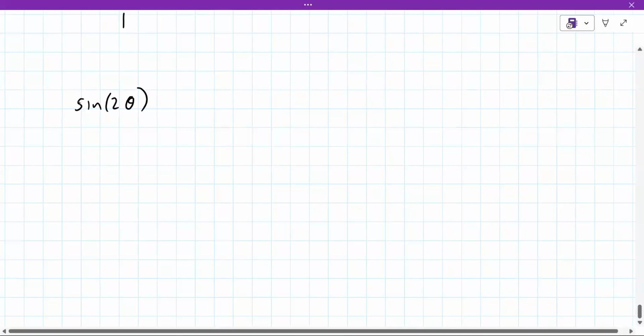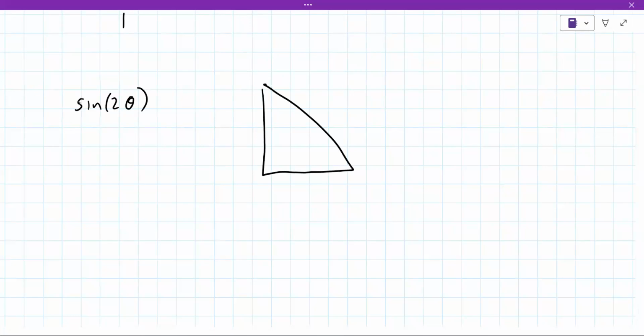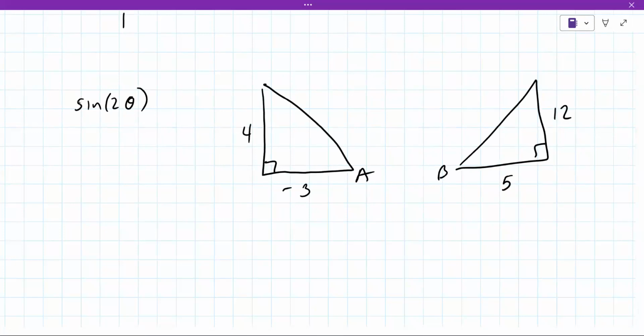Yeah. So the classic question is where they give you 2 triangles, and they say this is A and this is B. And they tell you, oh, this is 3 and 4, and this is, I'll make this -3. And this one is 5 and 12. And they ask you to find the sine of 2a, for example.